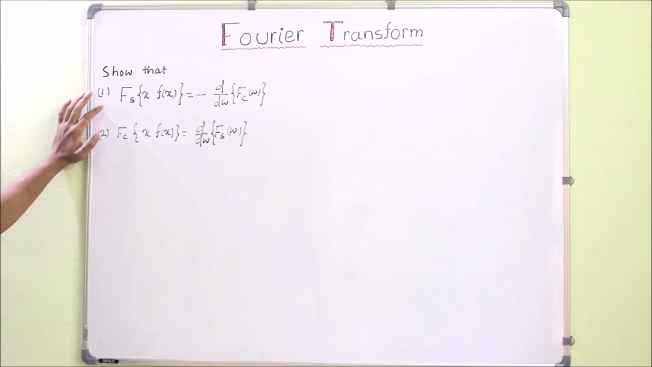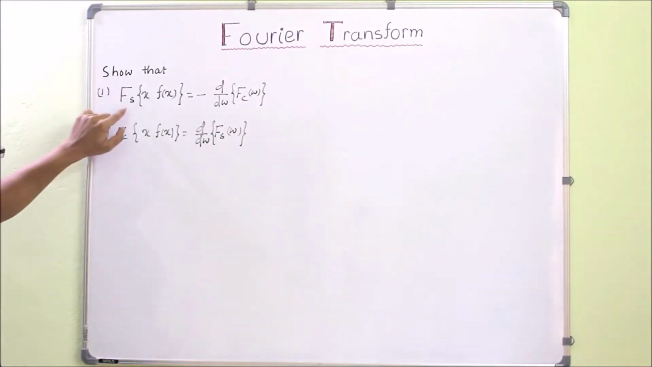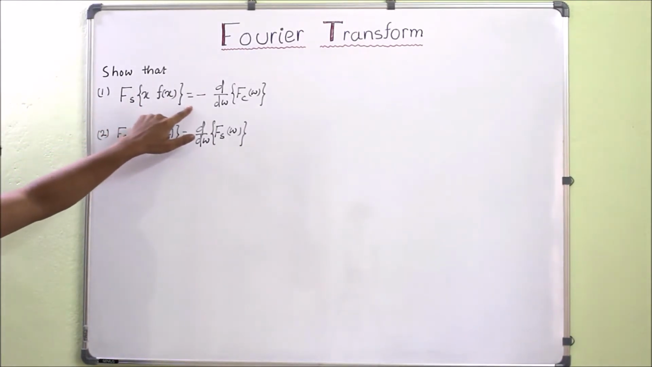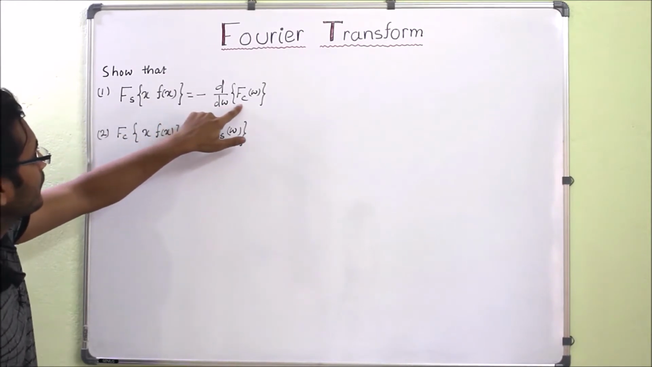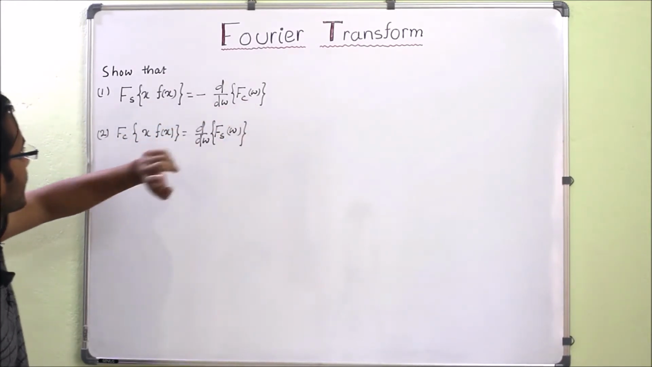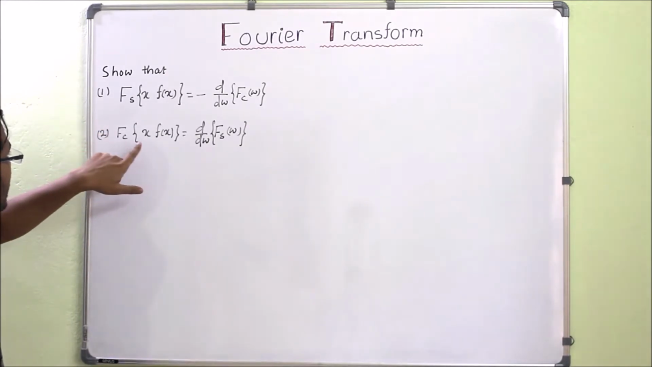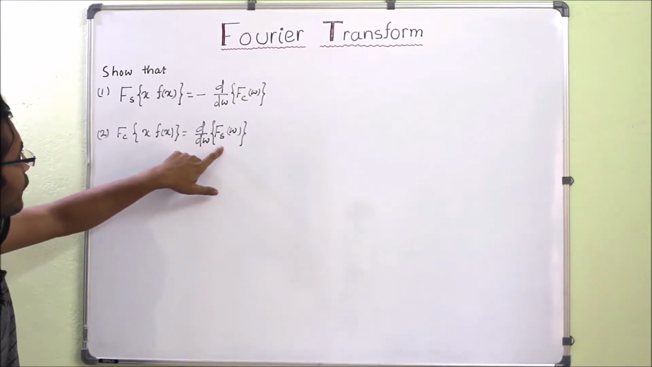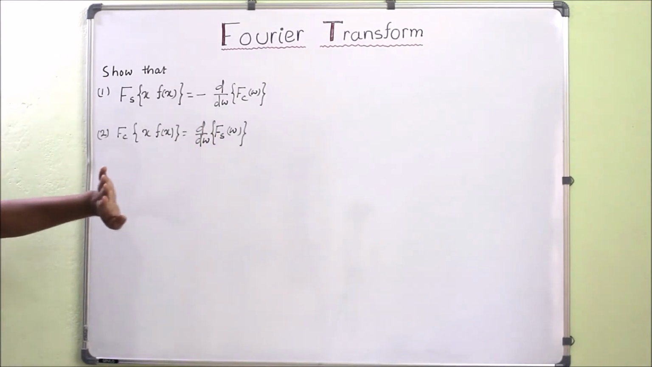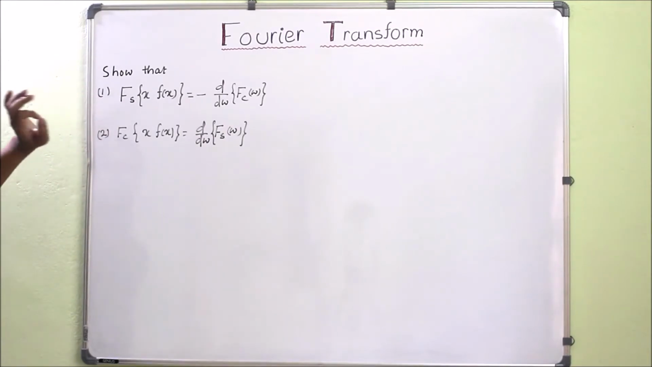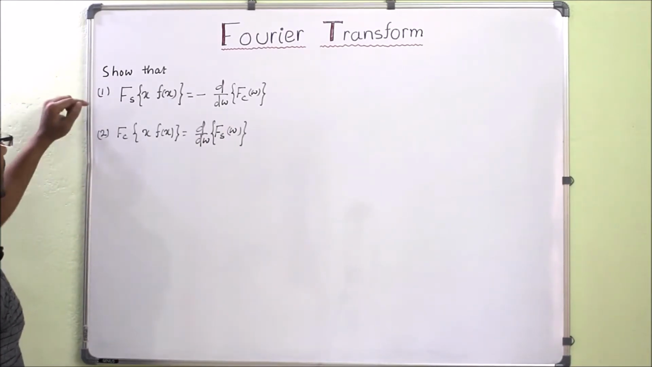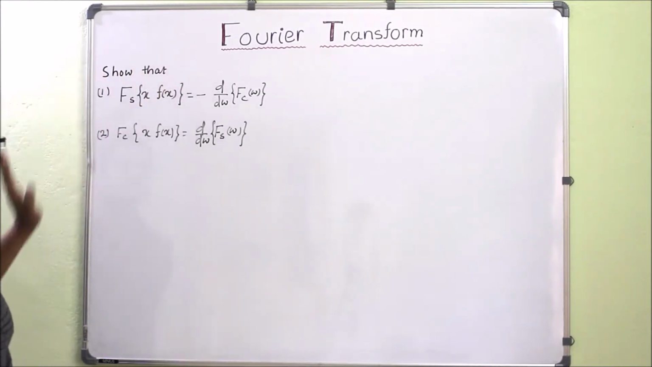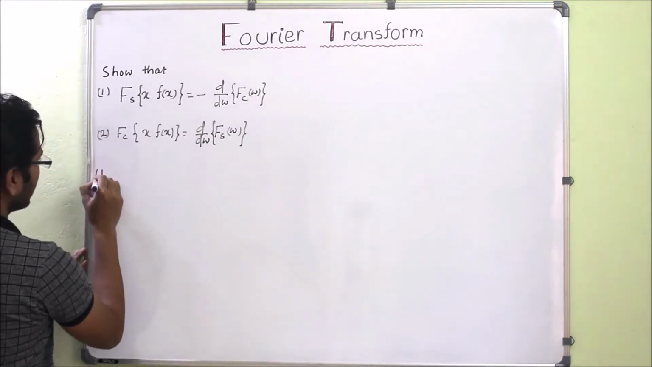The first result is that the Fourier sine transform of x f of x equals minus d by dw of the Fourier cosine transform. Similarly, the Fourier cosine transform of x f of x will be d by dw of the Fourier sine transform of w. So these are two relations which will be very useful. We'll start with the first relation. We have to prove whether it is correct or not.